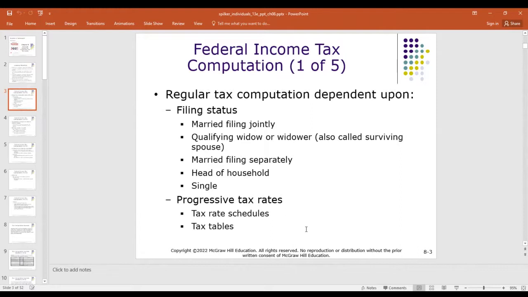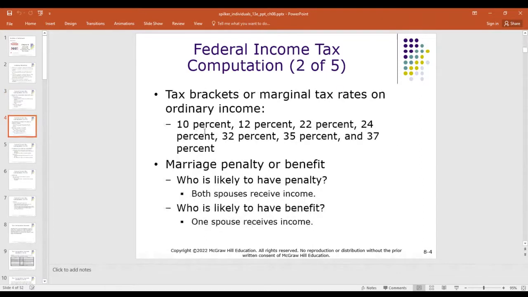So we're going to move through this section very, very quickly because we have already looked at how to calculate regular tax and know that they're based on the progressive tax rate schedules at the back of our book and based on filing status. Again, our tax brackets are 10, 12, 22, 24, 32, 35, and 37. And they talk about what's called the marriage penalty or benefit, and that's something you could look at.